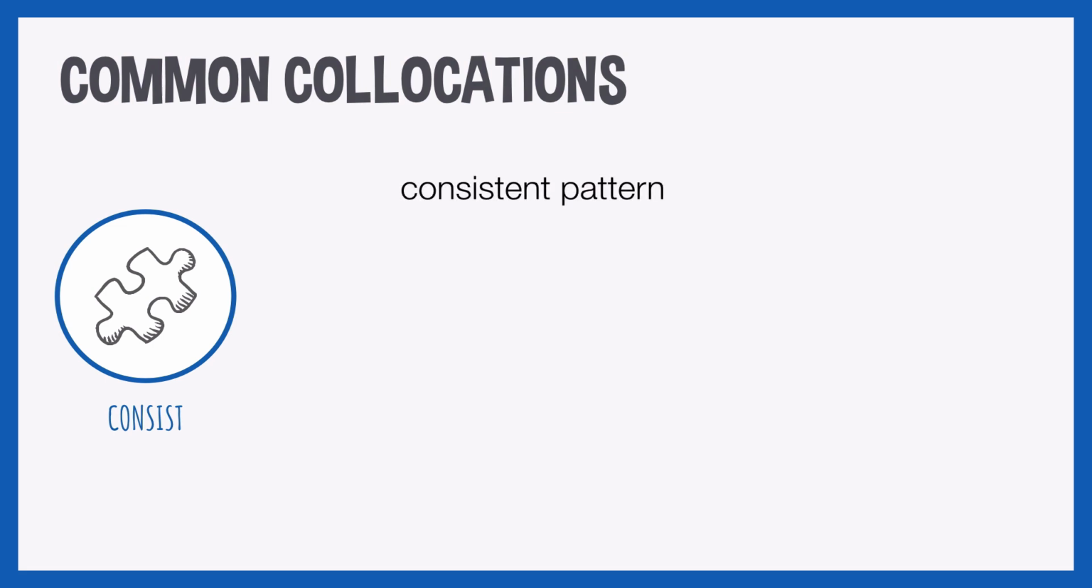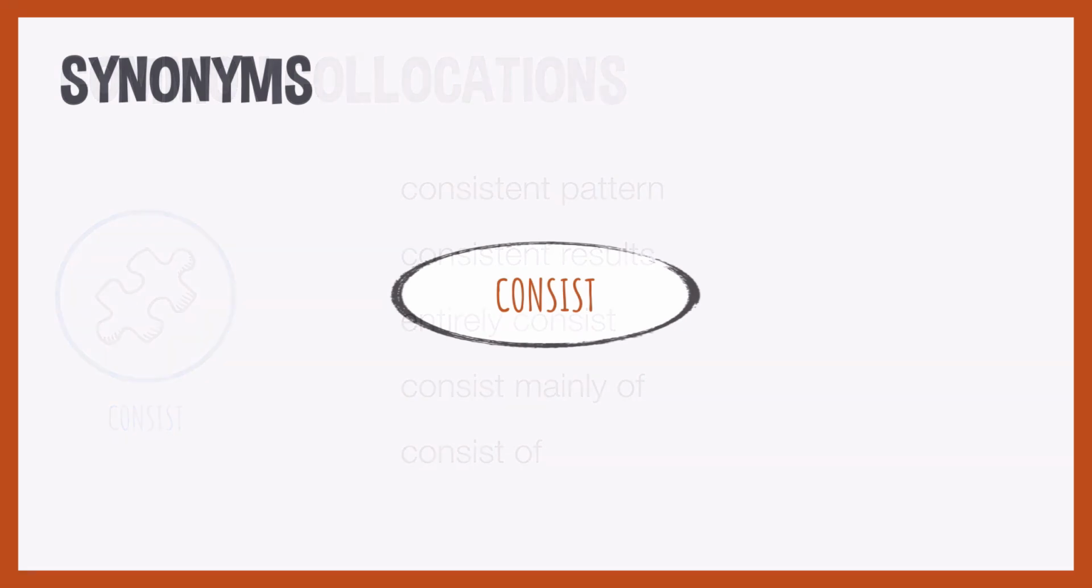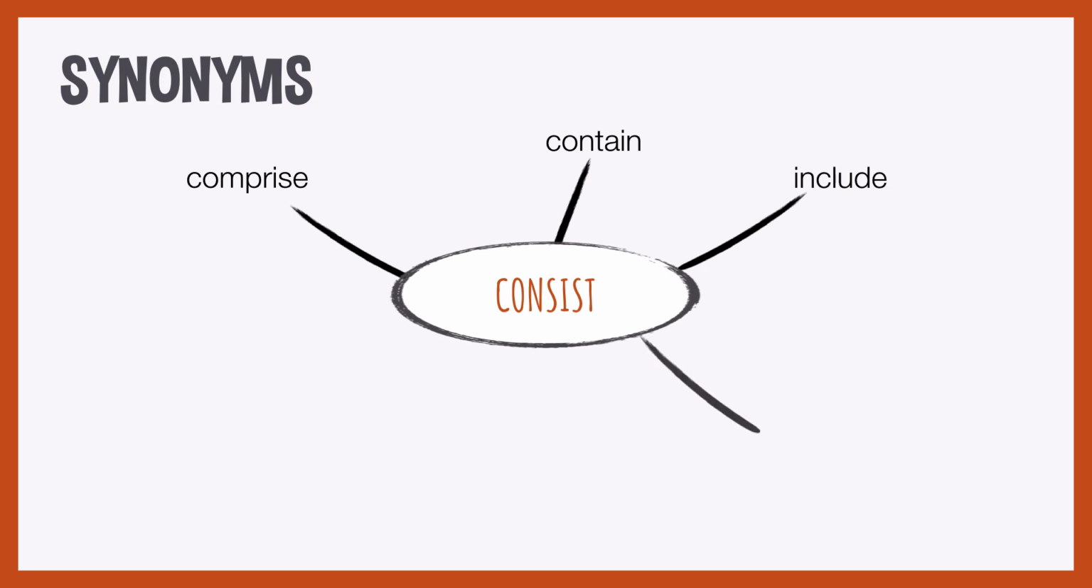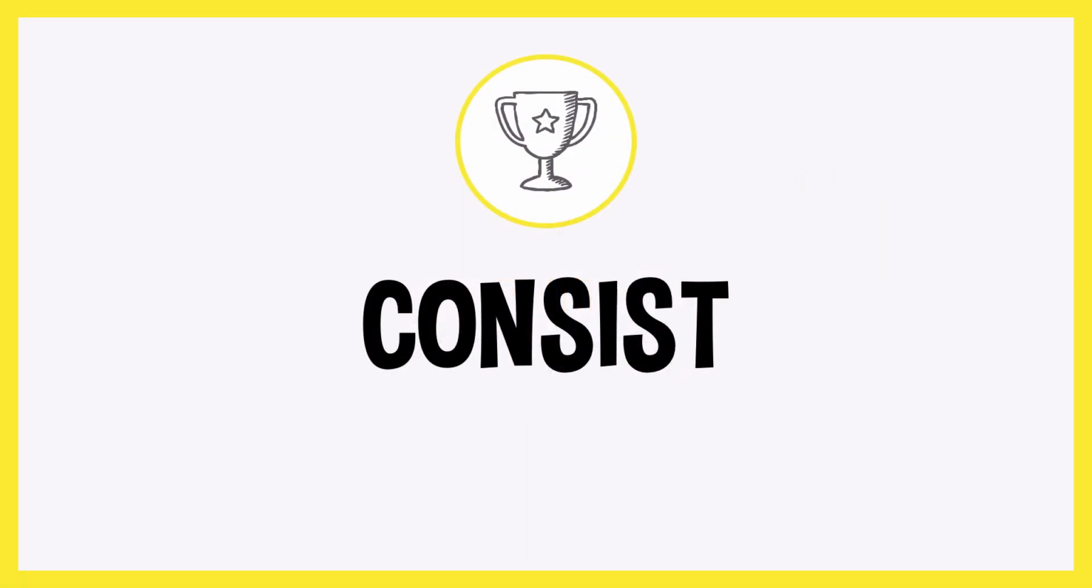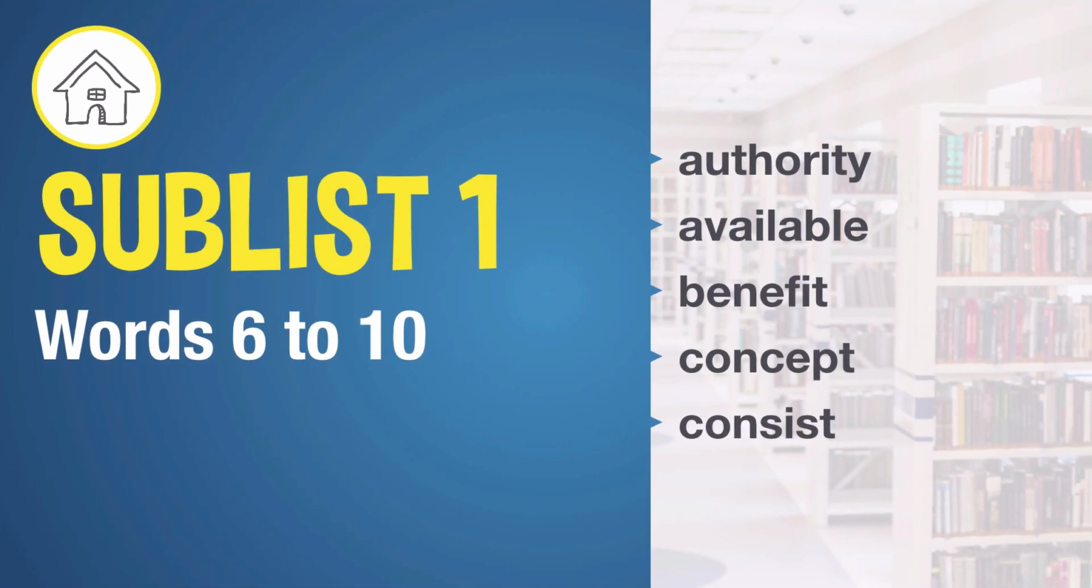Some common collocations, we often talk about a consistent pattern, consistent results, entirely consist, consist mainly of, and consist of. So consist of is very common. And some synonyms: comprise, contain, include, incorporate, embody, and involve. So that is consist. And here are the 5 words again: authority, available, benefit, concept, consist.